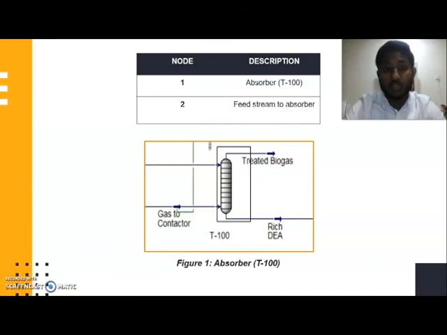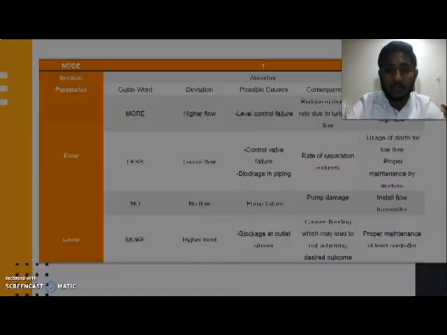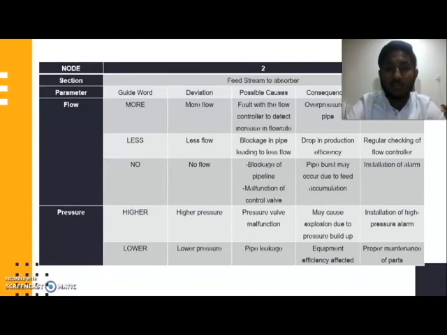And now moving on to the second and final HAZOP analysis, which is basically the absorber T100. This only has 2 nodes, one being the absorber itself and the second one being the feed stream to the absorber. So this is the HAZOP analysis for the absorber, less or more. That means the usage of an alarm for high flow. And last and finally is the feed stream to the absorber. The parameters are flow and pressure, and you see the actions are basically regular checking of the flow controller, installation of an alarm, and then again, like I said before, proper maintenance of parts.